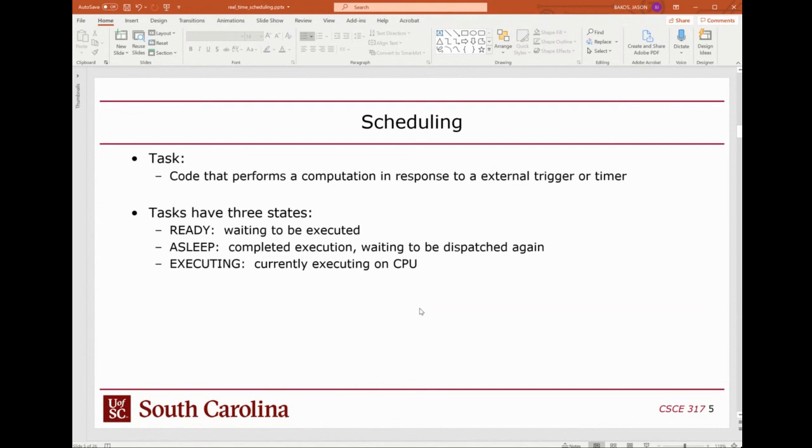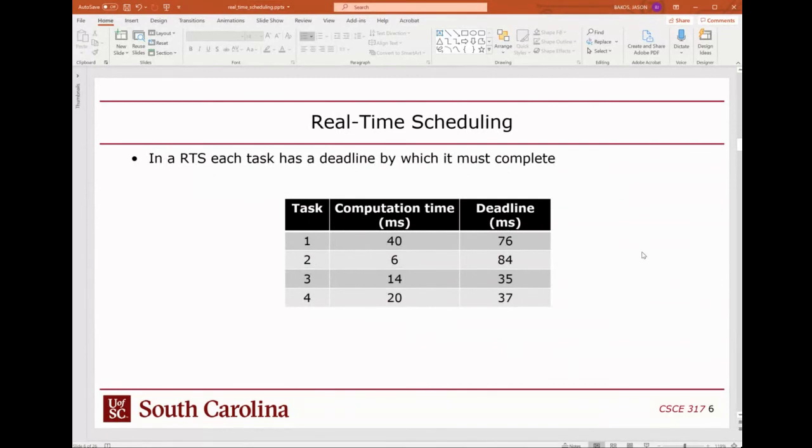Or it can be asleep, which means it's completed execution, but it's waiting to be run again or dispatched again, or it can be currently executing. So the goal is to find ready tasks and select among ready tasks and switch them to the executing state. If you only have one CPU, then only one task can be in the executing state at a time. If you have multiple CPUs, then you can have one task per CPU executing at one time.